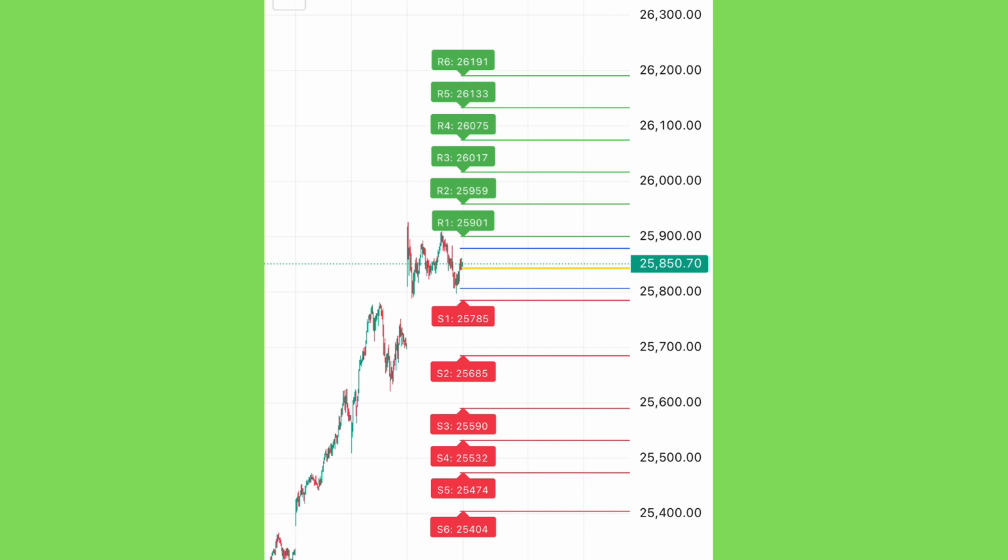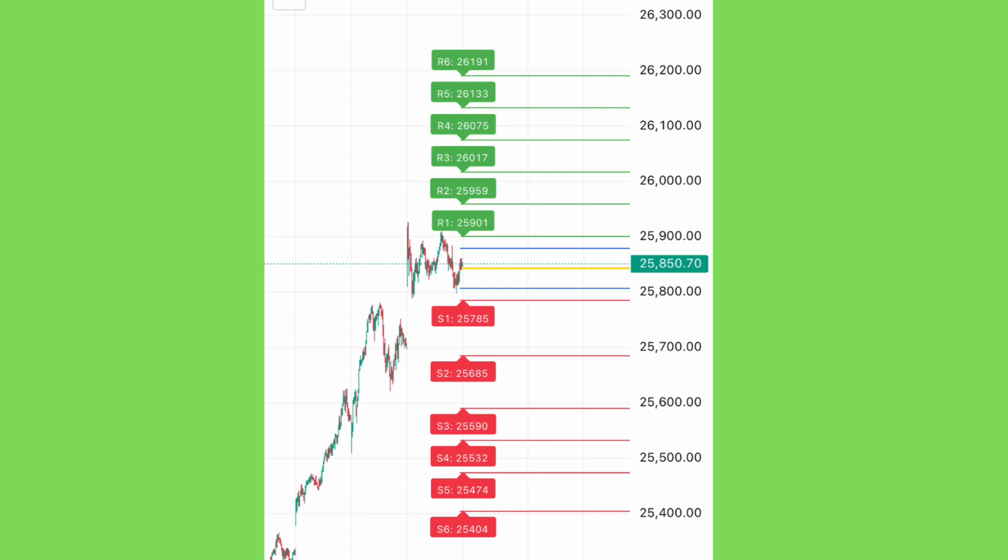Pivot to the downside, the bearish scenario. Now, for the downside, which is a less likely but important scenario. The immediate support is S1 at 25,785. Given the strong close, a decisive break below this level would signal weakness. Your bearish targets would be S2 at 25,685, and then the stronger support at S3: 25,590.